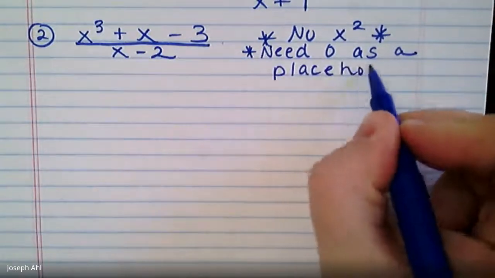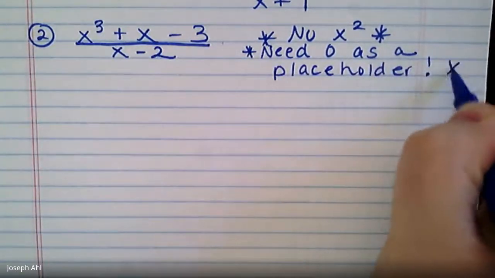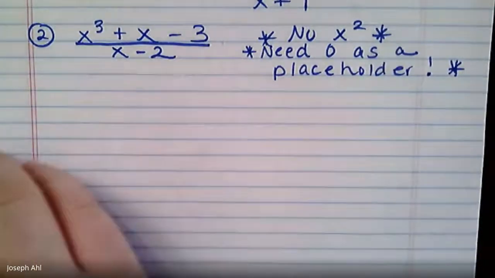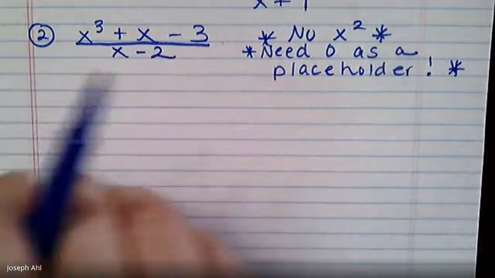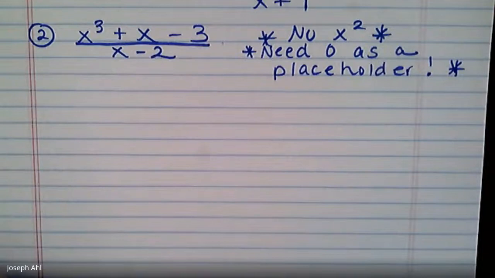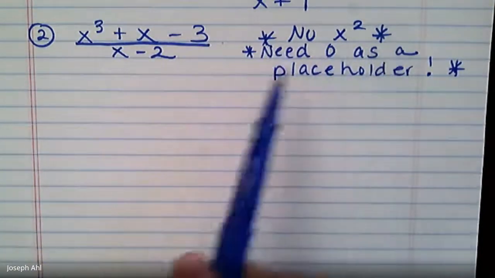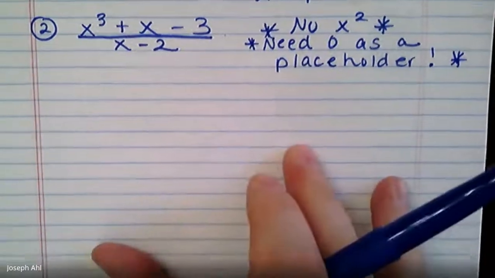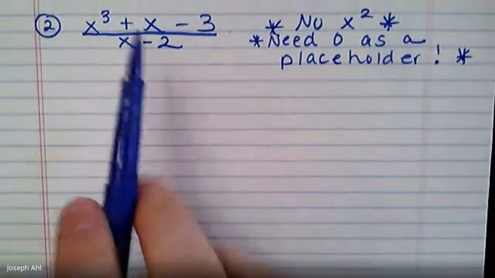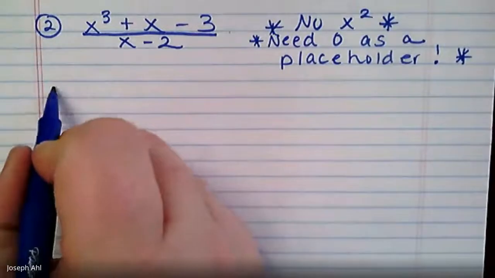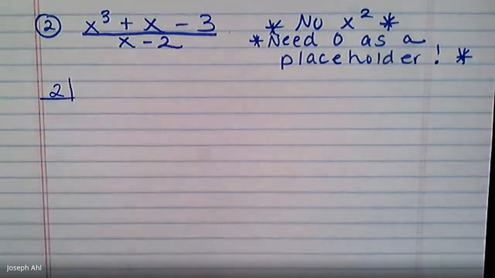You need to have 0 as a placeholder for the x squared term. Otherwise, I promise you, you will not get the correct answer. Okay, so we're going to go ahead and do that in a second, but this is an important step. It's very easy to forget. So when I divide by x minus 2, what's the factor that we're testing in the box? It's positive 2. So continue to be careful about that.